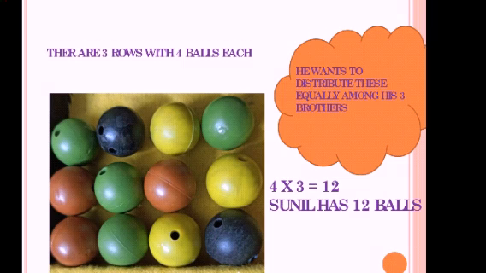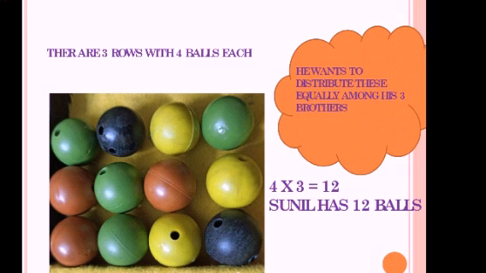Now, since Sunil is the elder brother, he wants to distribute these 12 balls among his 3 brothers so that they can play among themselves. So, if Sunil wants to distribute these balls equally among all 3 brothers, that is Amit, Rohit and Sumit, now we have to see how many balls each of the brothers gets to play. Right? So, now let us move on and see how many balls they each get.